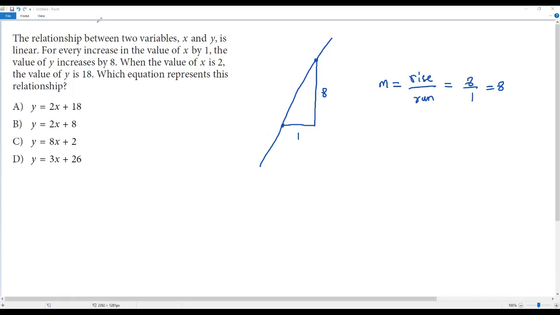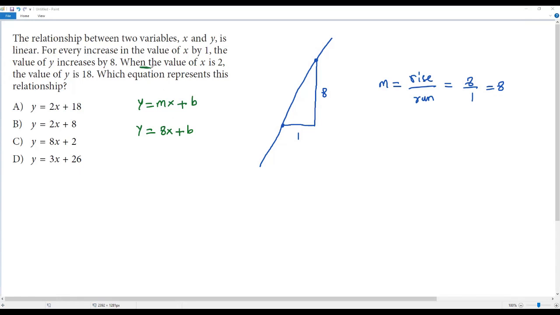Now let's write the equation of the line in slope-intercept form, that is y equals mx plus b. Here the value of m is 8, that is, the slope is 8. We can write 8 over here. Then we get 8x plus b. We still need to get the value of the constant b. For that we can consider the other information.